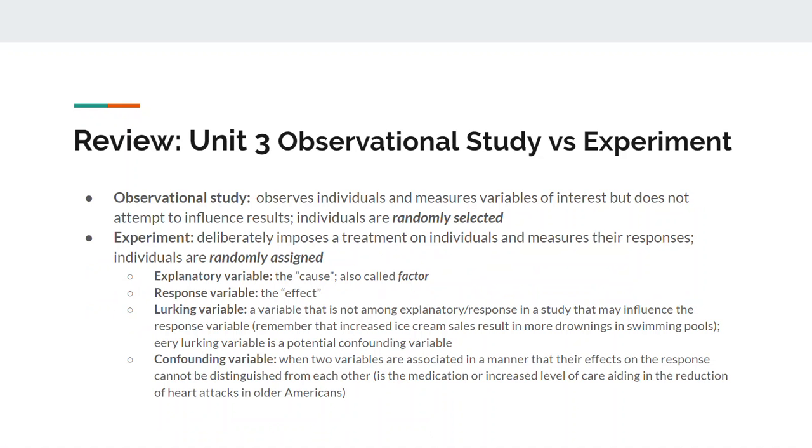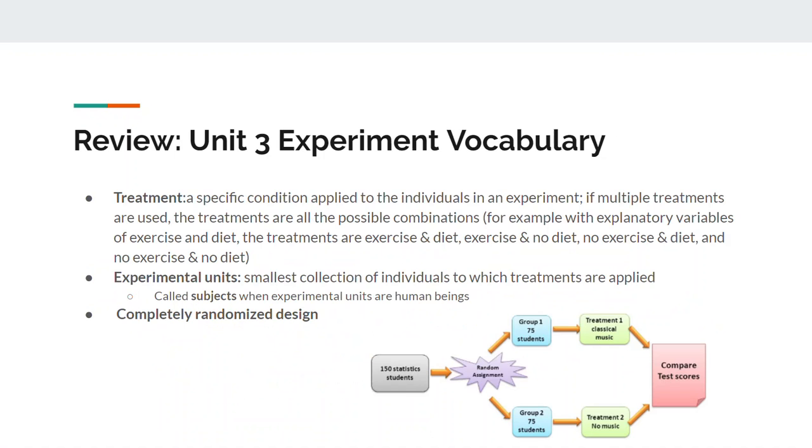Explanatory variable is the same as a factor, the cause. Response variable is your effect. Lurking variable, a variable that's not in the analysis, but it could be influencing the results. Remember our ice cream sales and drowning in swimming pool example. The season of the year is our lurking variable. A confounding variable is when two variables are so intertwined that we really can't separate one from the other, and we really don't know which one is causing the result.